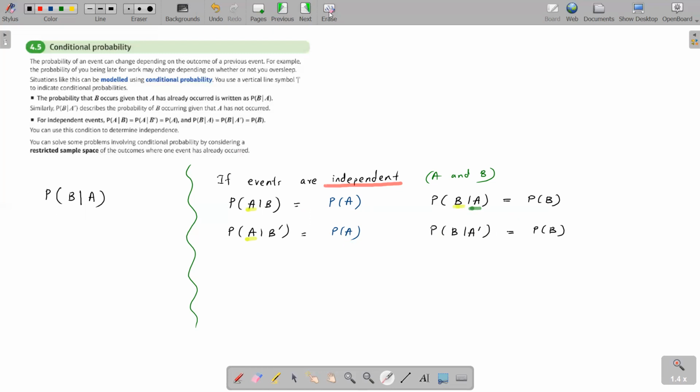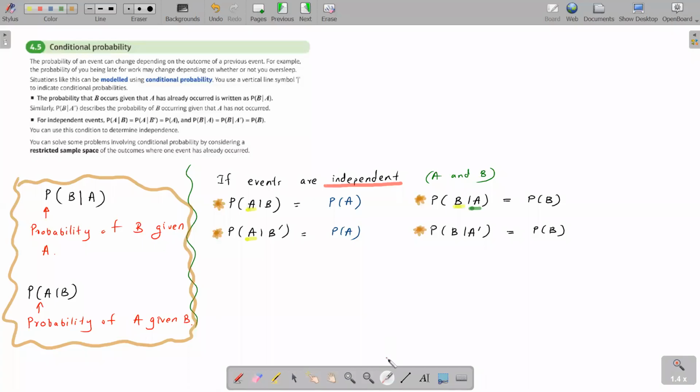Okay, so then you can use this condition to determine independence. They are saying if events are independent, this particular condition must be satisfied. All right, guys. Over here, I have just written down the way you read this. It's really important that you read it correctly. Over here, I have written this is the probability of B given A, and over here, this is the probability of A given B. You need to be able to read them correctly. We'll move on to some questions and practice with this.